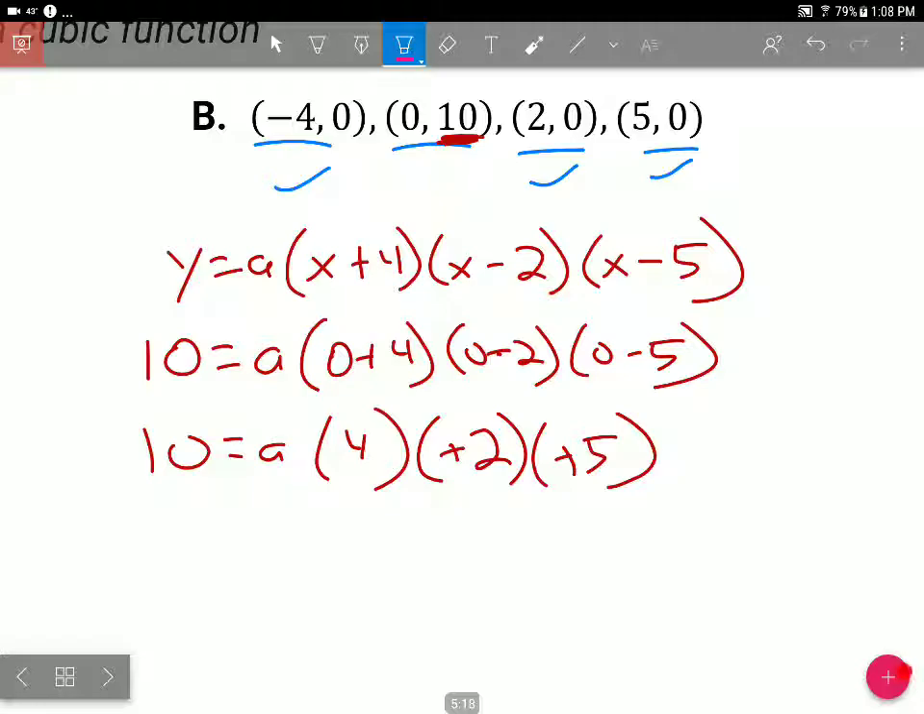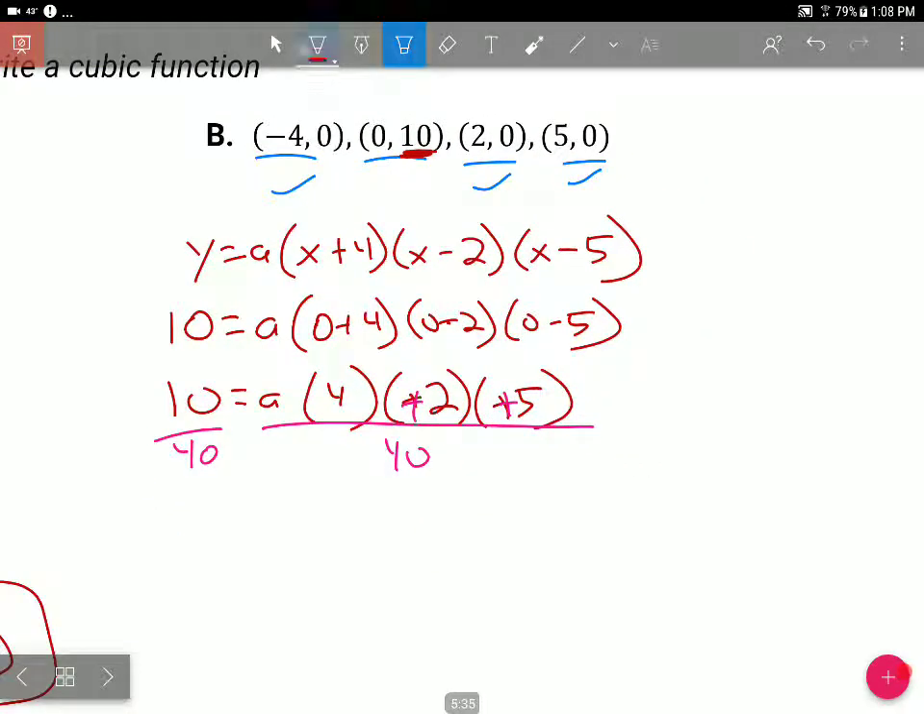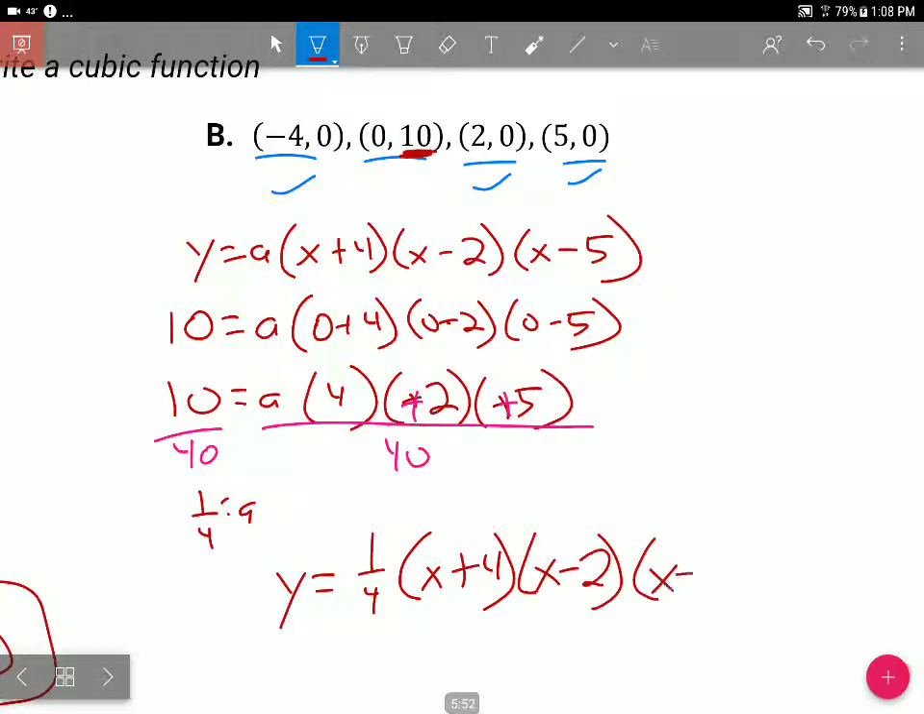$40. Why do you make it positive? Because a negative times a negative is a positive. So I just took care of my negatives right there, because negative 2 times negative 5 is a positive 10. Times 4 is 40. And what is 10 over 40 reduced down to? Good. Any questions about that? So write your equation: y equals 1/4 (x plus 4)(x minus 2)(x minus 5).